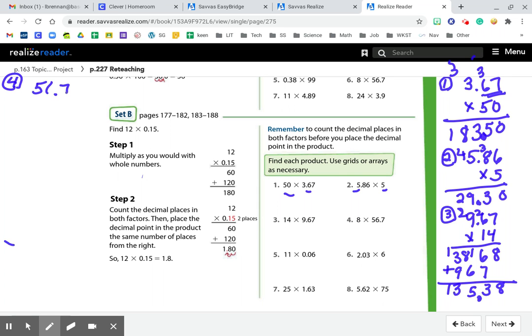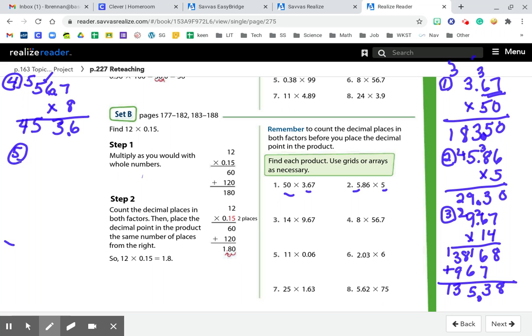56.7 times 8. 8 times 7 is 56. 8 times 6 is 48 plus 5. And 8 times 5 is 40 plus 5 is 45. So let's see. And I have, it's a bad looking 3 there. I have 1 digit in decimal place value in the problem. I'm going to have 1 in the answer.